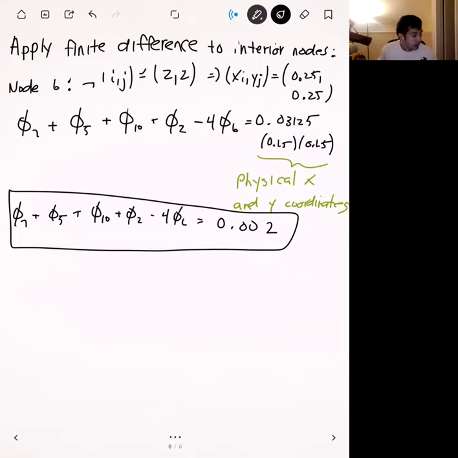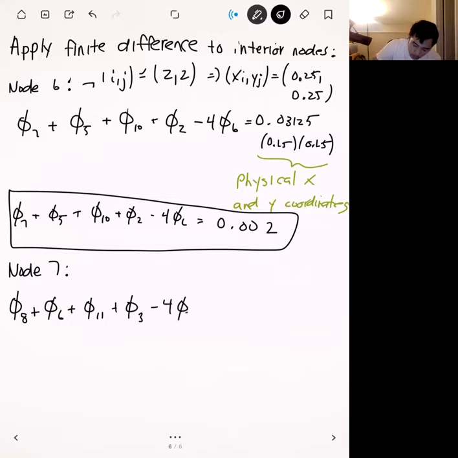Let's do the next interior node, which is node number 7. For node number 7, we're going to apply the same thing. The right neighbor for node number 7 would be phi8, plus the left neighbor, which is phi6, plus the top neighbor, which is phi11, plus the bottom neighbor, which is phi3, minus 4 times phi7, is equal to 0.03125 multiplied by xi and yj.